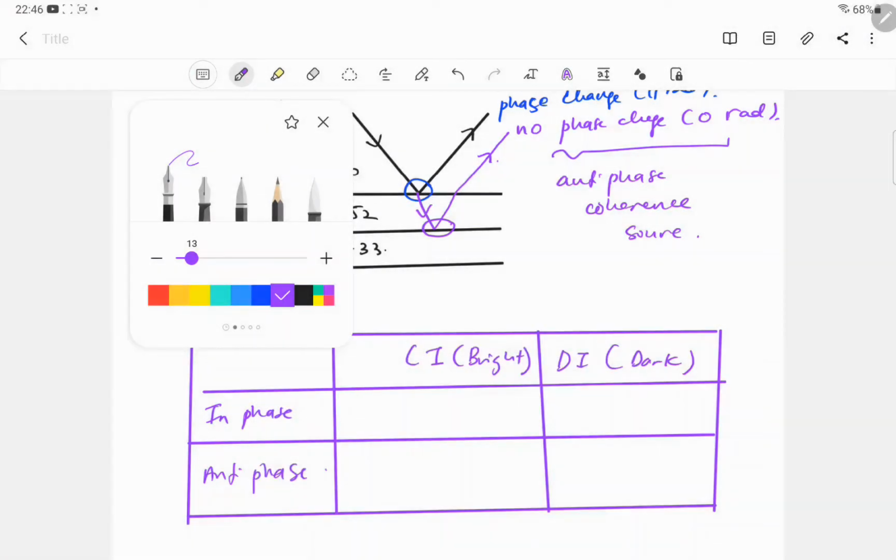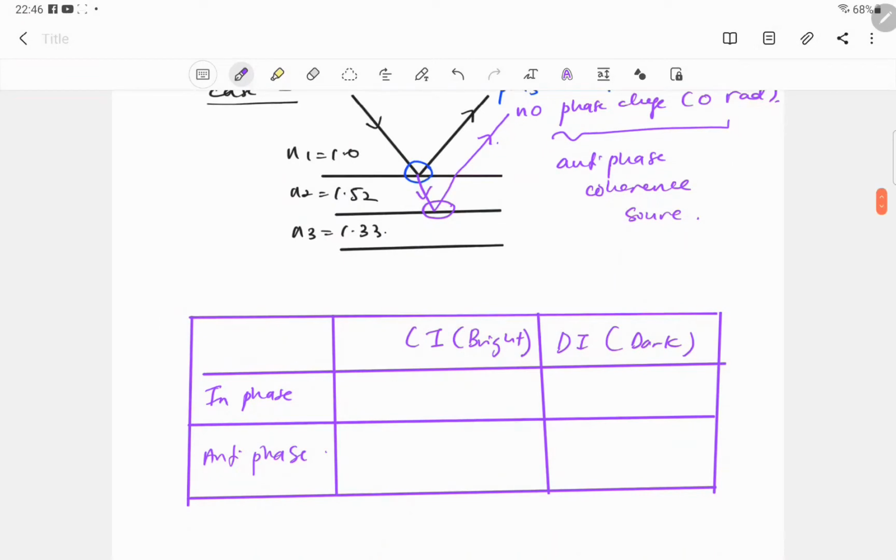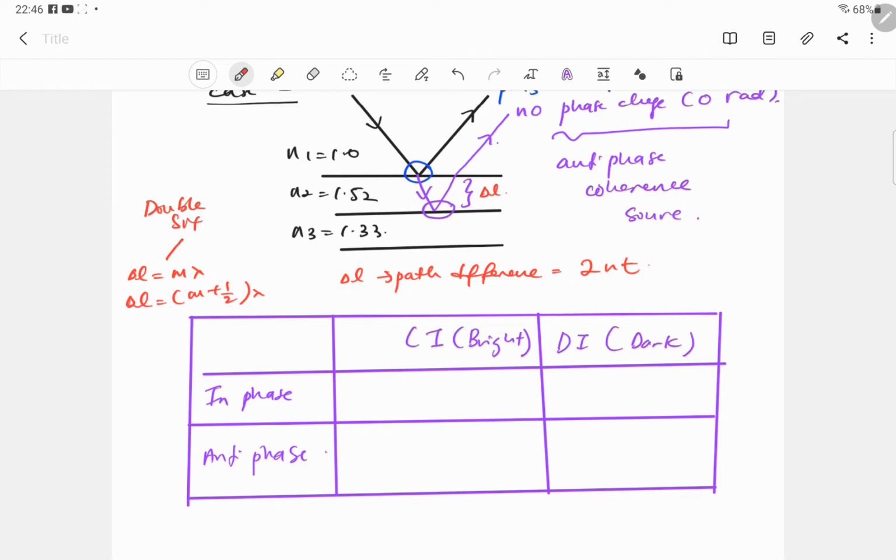Okay. So kat sini ini adalah kita punya delta L. Delta L tu apa? Delta L tu adalah dia punya path difference. Okay, path difference untuk kita punya thin film kita gunakan 2nt. Macam kalau double slit kan. Okay, double slit kita gunakan delta L sama ada m lambda ataupun delta L sama dengan m plus half lambda. Okay, so dekat sini untuk kita punya delta L adalah 2nt.